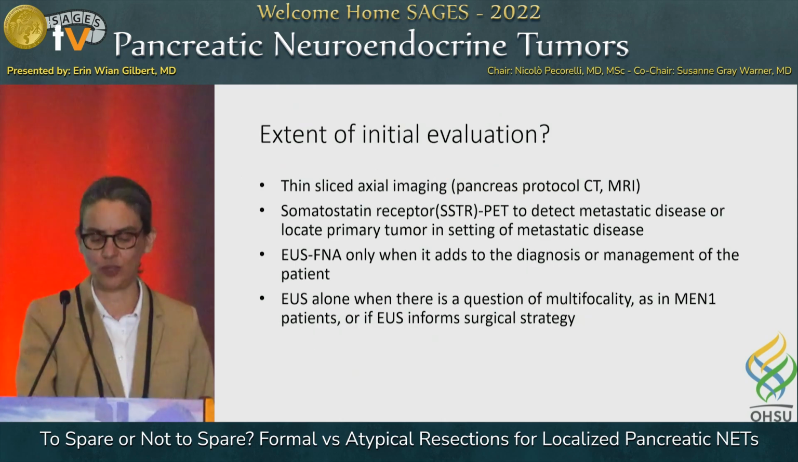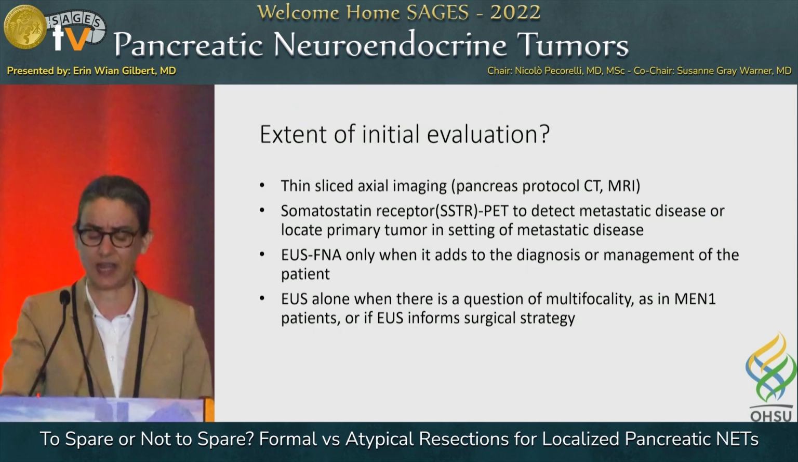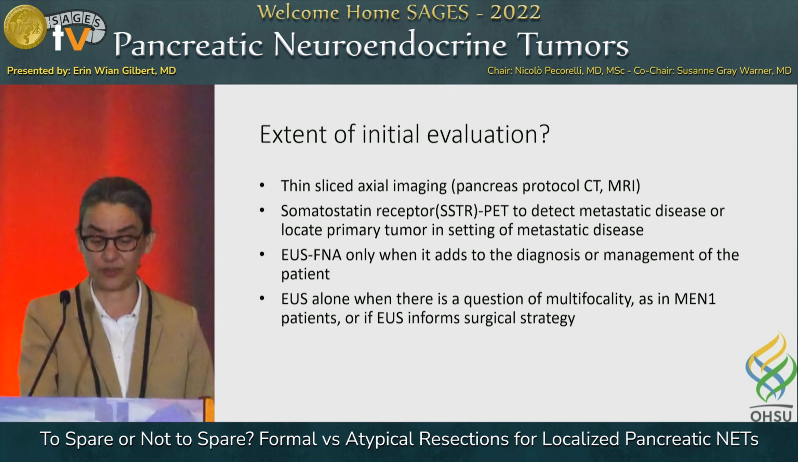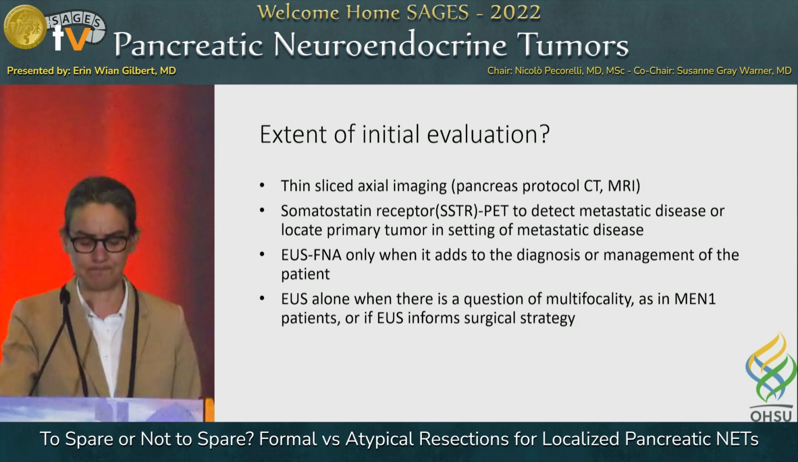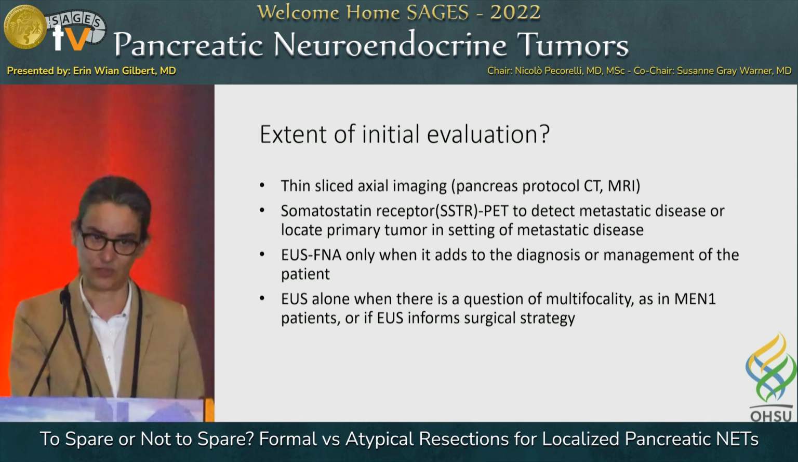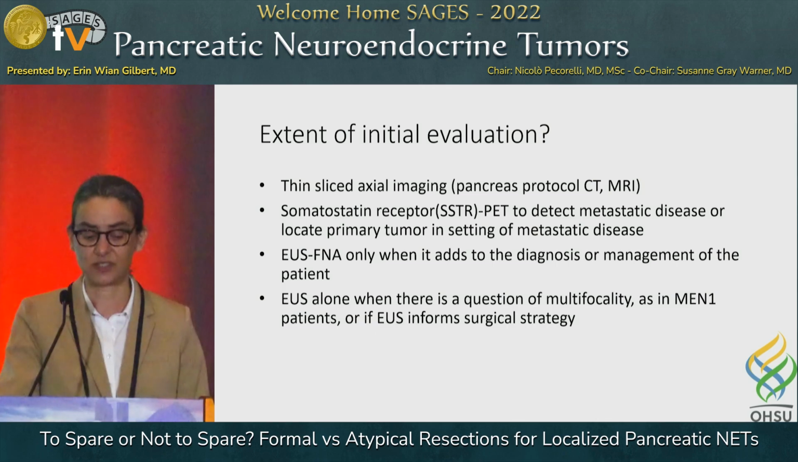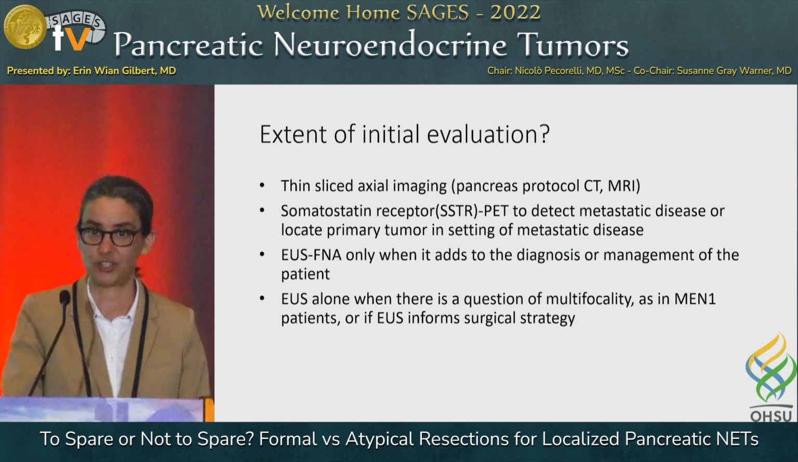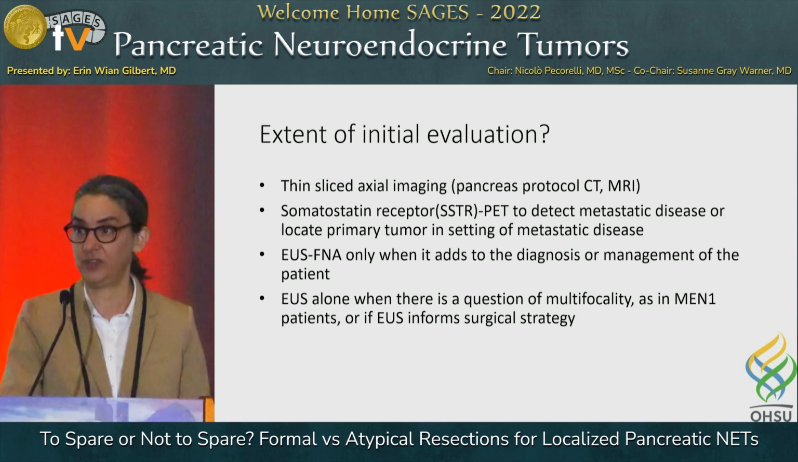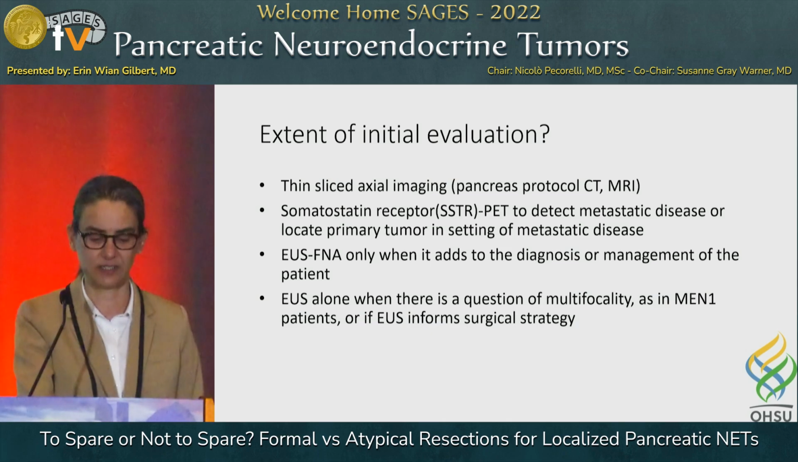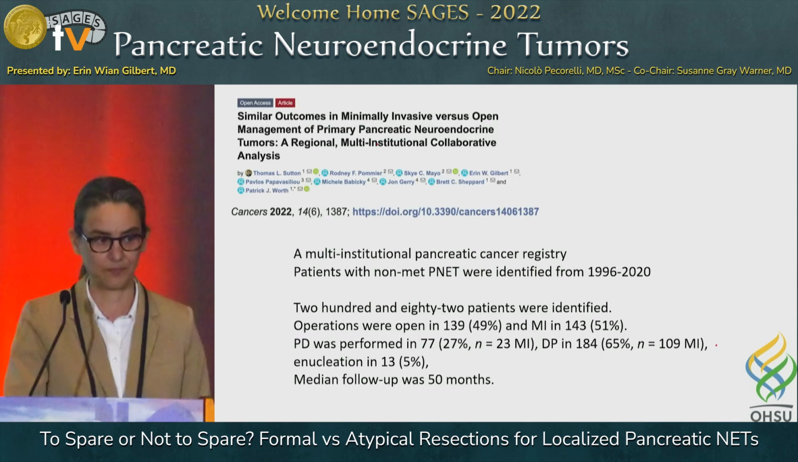So regarding EUS, you should only biopsy really when it adds to the diagnosis or if there's question about tumor grade. However, it is important to recognize tumor grade heterogeneity. The tumor heterogeneity often prevents accurate assessment of this, as we have previously heard as well. So EUS alone may be performed when there's a question of multifocality, as in MEN1 patients, or if it would inform your surgical strategy, but it's not necessary in all patients.